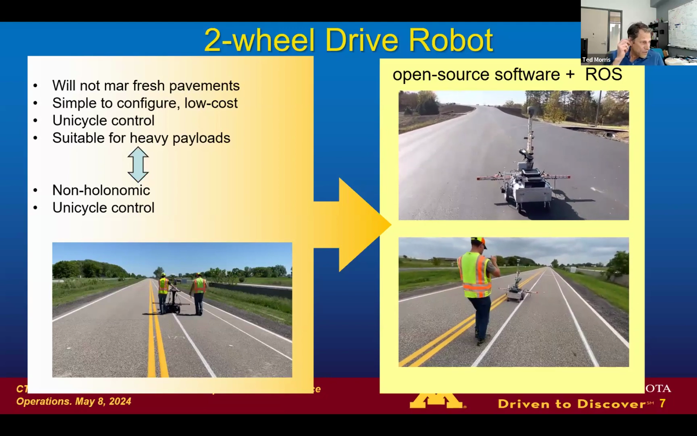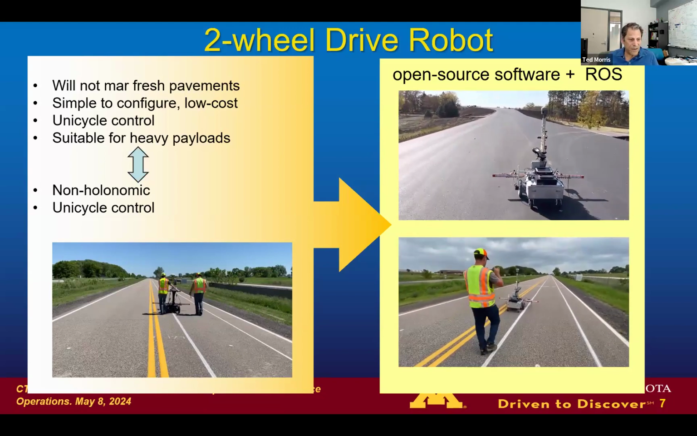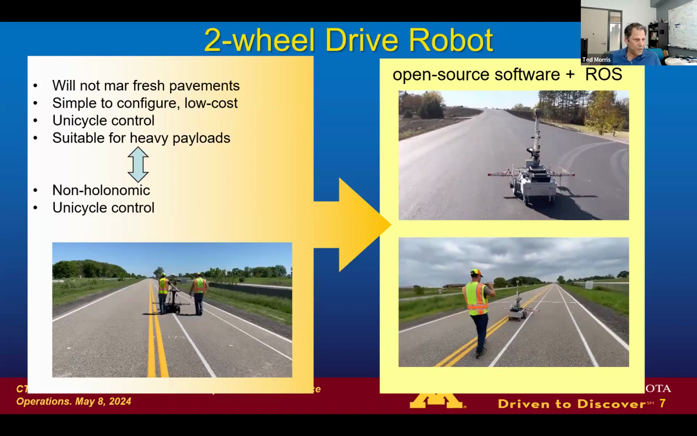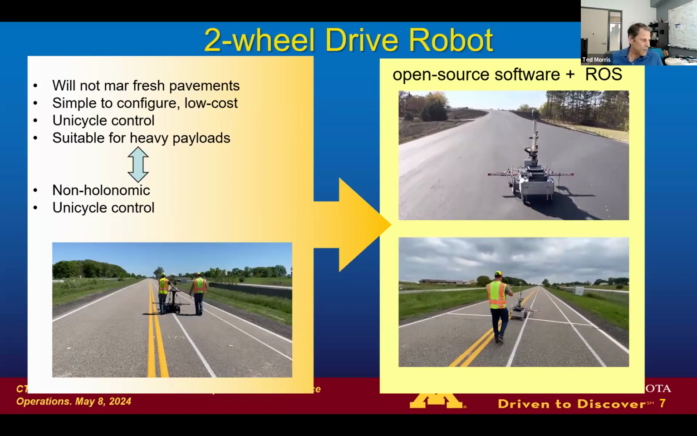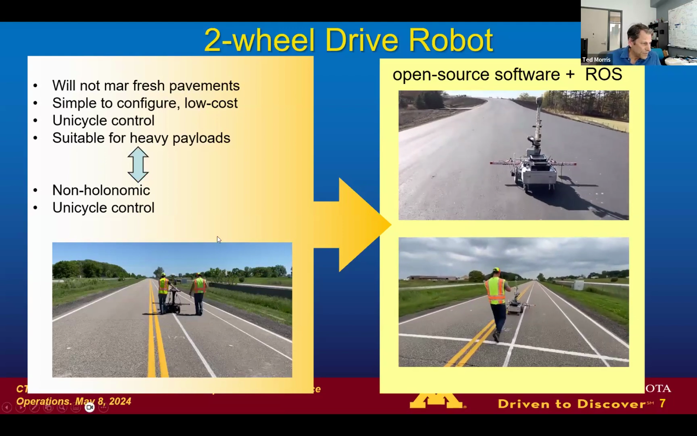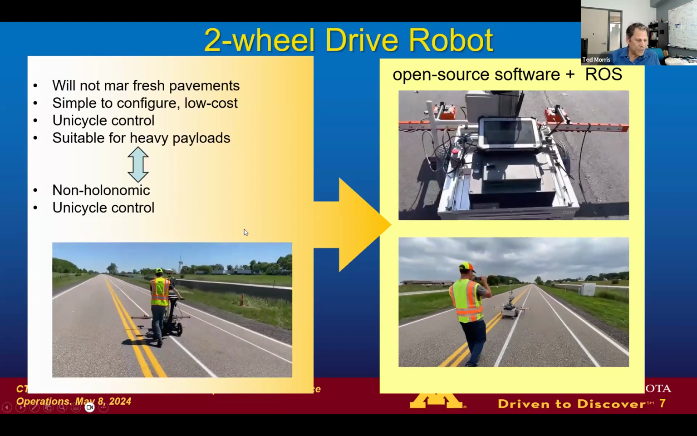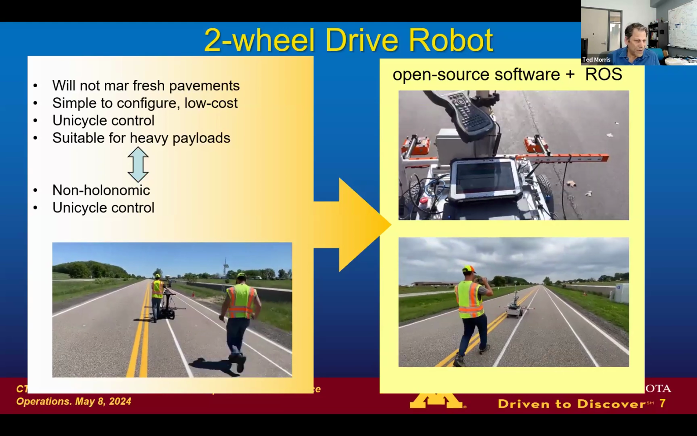The other side of the coin with this is a non-holonomic type of robot. That is, you can't control where it's pointing and its position instantaneously and independent of each other. But nevertheless, the advantages we feel outweigh the other possible downsides to this.